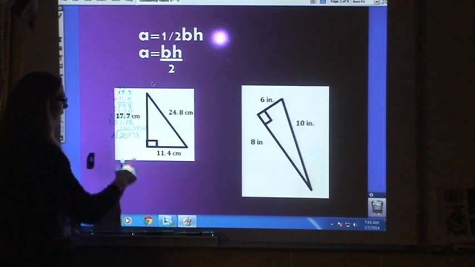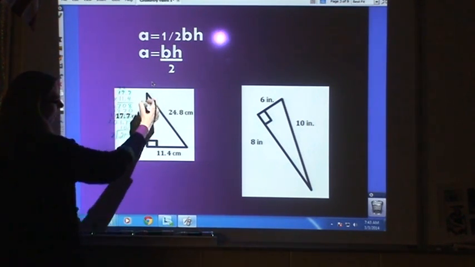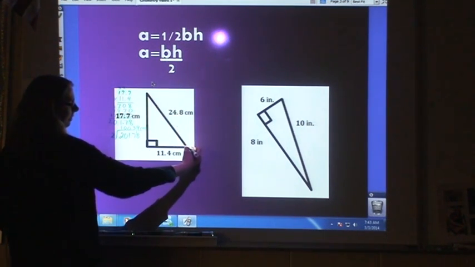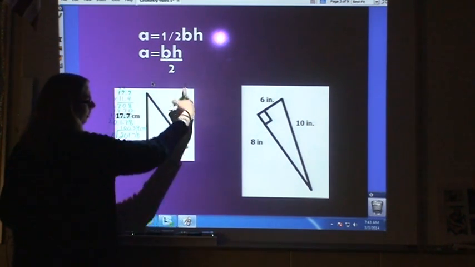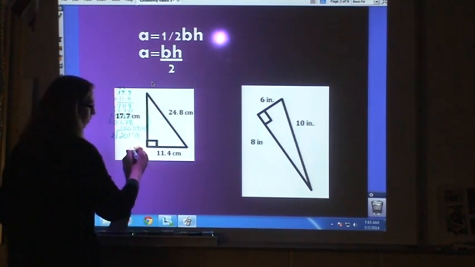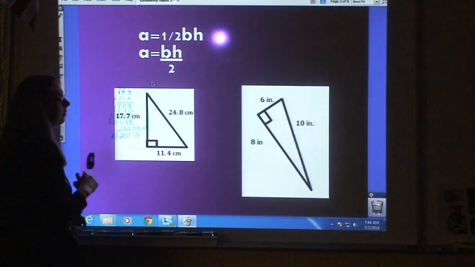centimeters squared. Now it's really important to know I used this because this was my height. I cannot use this. This tells me the hypotenuse. Since this is not directly perpendicular to the base, I can't use this length here. I have to use this one because that's totally perpendicular to my base.